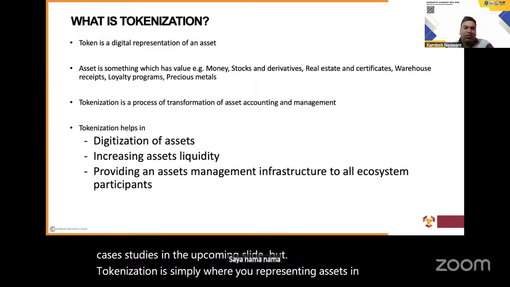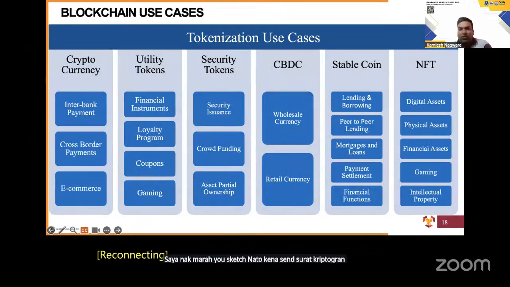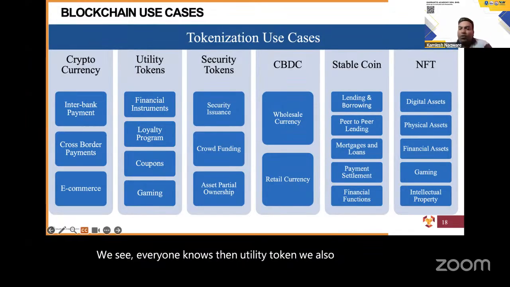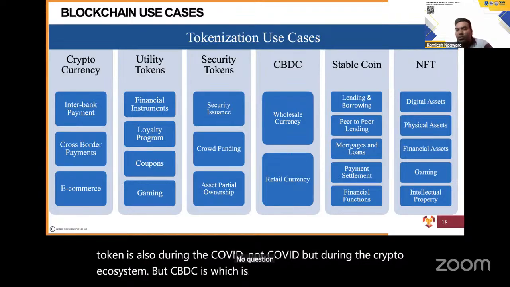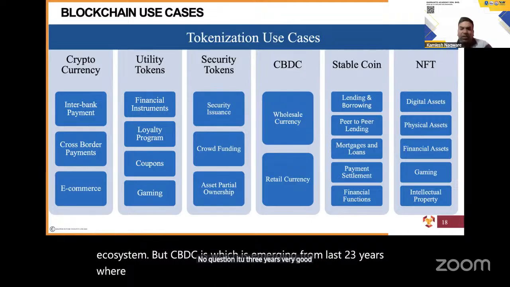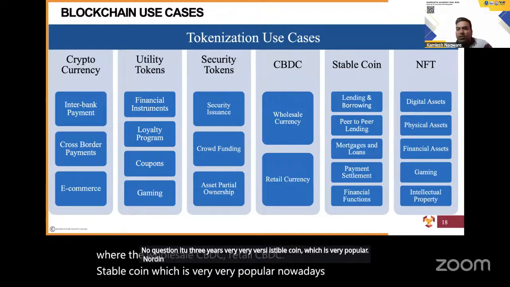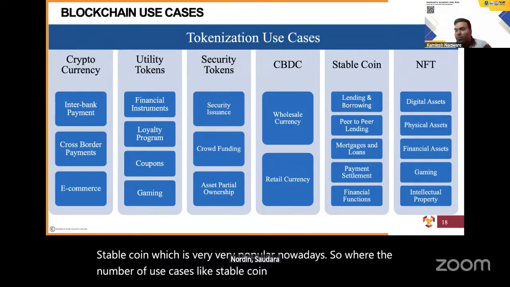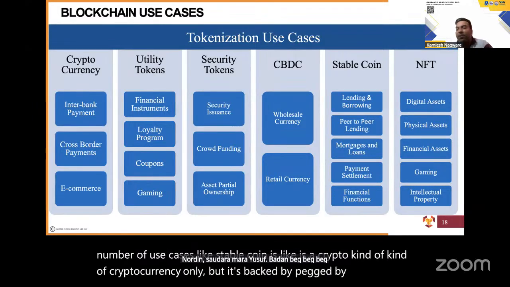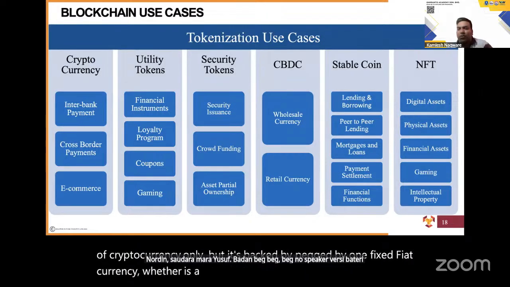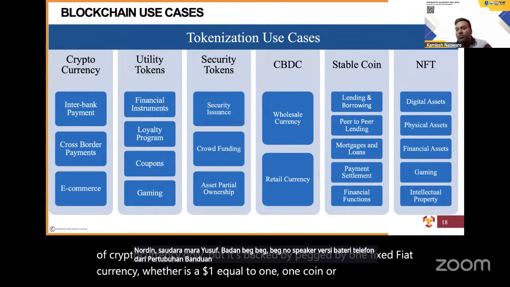There are a number of use cases in tokenization. Like cryptocurrency, which everyone knows, and the utility token, which we are also aware of. The security token also came during the crypto ecosystem. But CBDCs have been emerging over the last two to three years, such as wholesale CBDC and retail CBDC. And stablecoin is very popular nowadays. A stablecoin is a cryptocurrency, but it is backed by one fixed fiat currency, whether one dollar equals one coin, or one INR, or one Singapore dollar, whatever.